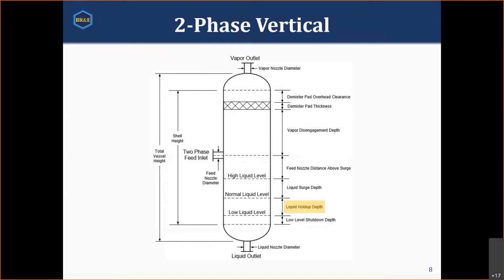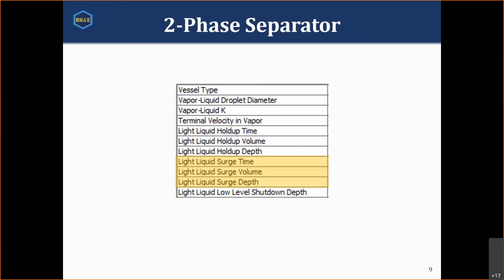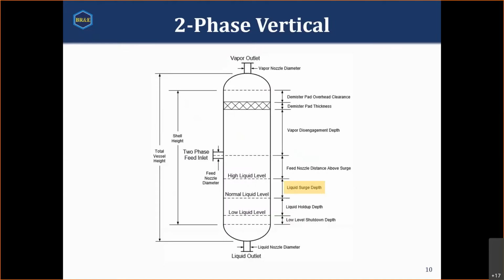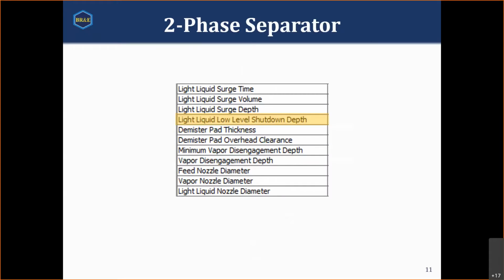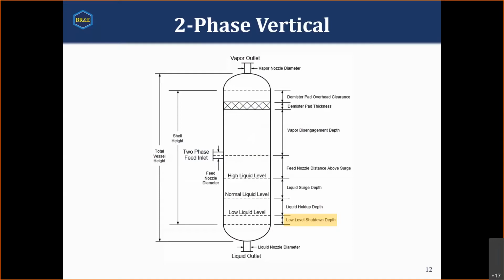Then you'll also need the surge time, which is going to correspond to the light liquid surge depth. If we take a look on our diagram here, the surge depth is going to be the height from the normal liquid level up to the high liquid level, or in other words, the amount of time that it would take for a light liquid particle to travel from the high liquid level down to the normal liquid level. And then you'll need a light liquid low level shutdown depth, which just corresponds to the height from the seam end of the separator up to the low liquid level.